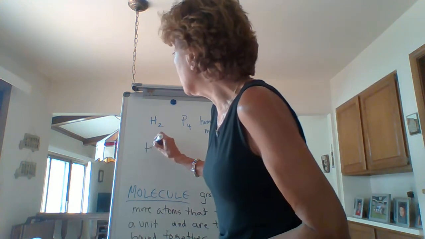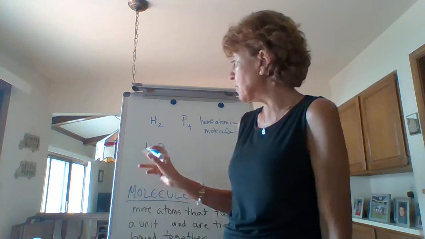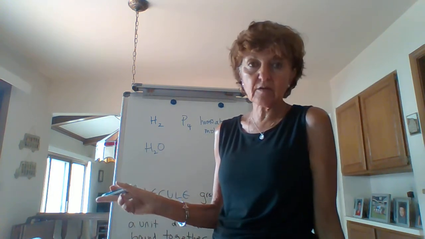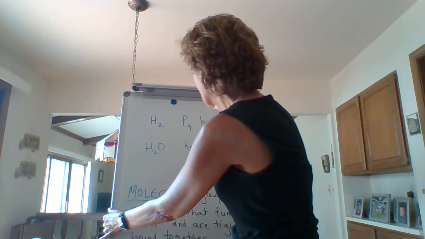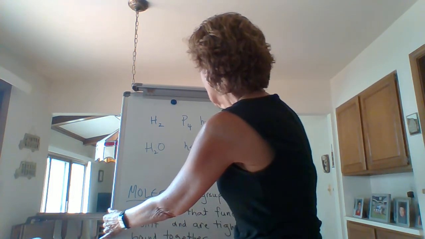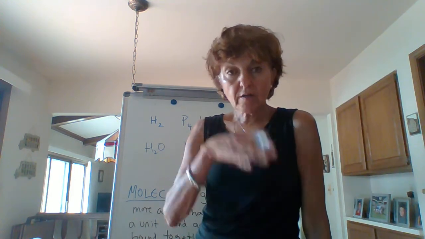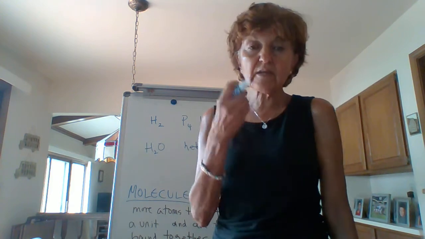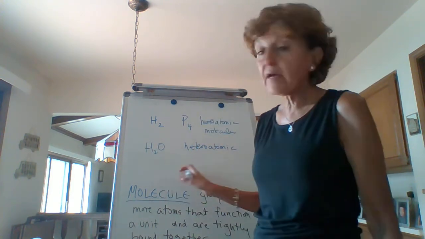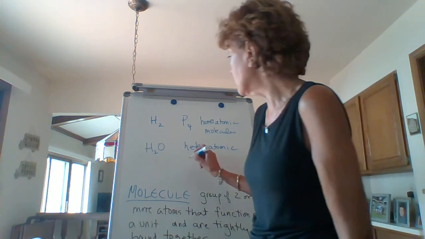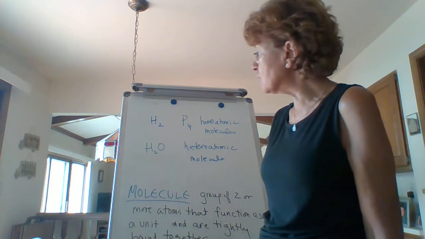If I have this, on the other hand, that's not homoatomic. Why isn't it homoatomic? Because you have 2 different types of atoms there. So this would be called heteroatomic. So when you've got a compound, the smallest portion of that compound that can have the same properties as the whole compound would be a heteroatomic molecule.